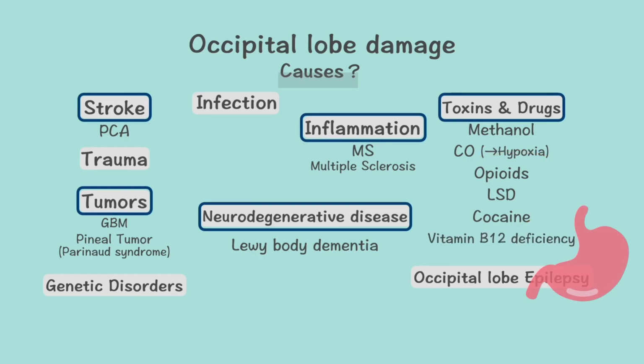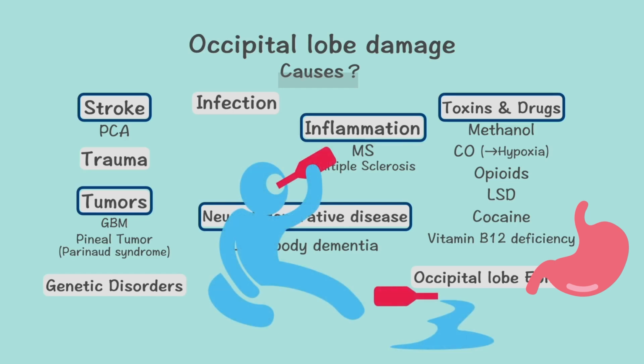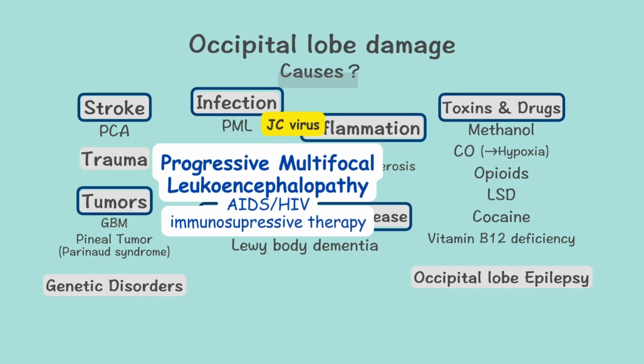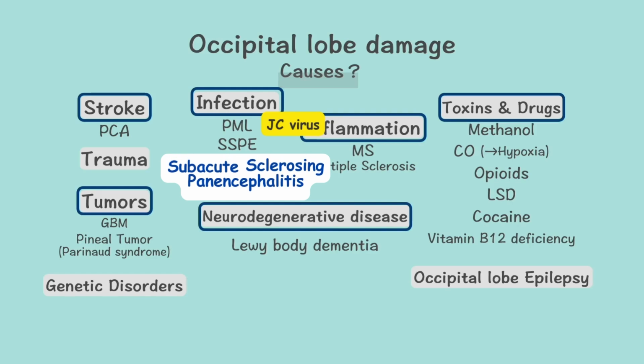A vitamin B12 deficiency can lead to demyelination of the optic nerve and functional impairment of the visual cortex, resulting in vision loss. Can you recall infections that affect the occipital lobe? The JC virus, which causes progressive multifocal leukoencephalopathy, leads to demyelination in the occipital lobe's visual pathways. Subacute sclerosing panencephalitis, a chronic progressive encephalitis caused by persistent measles virus infection, can affect the occipital lobe and present with early symptoms of visual impairment.